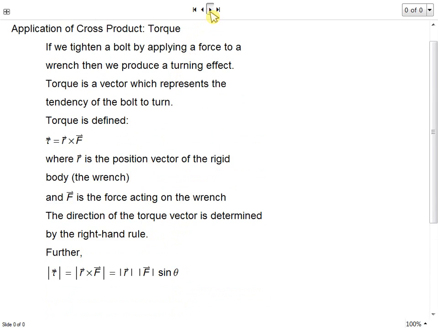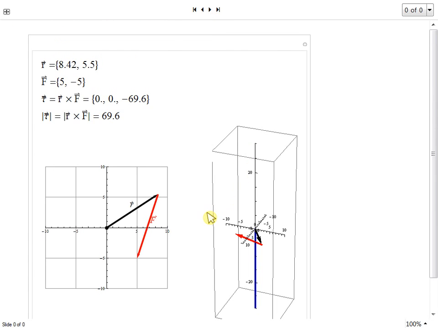Okay, so here's what I've got. Just a little bit of a visual. Imagine, if you will, that we have a bolt here, and this is our wrench, and we've got our hand at the end of the wrench, and we are going to pull in the direction of this vector. Then we are going to create a turning force, right? That turning force can be quantified with the cross product.